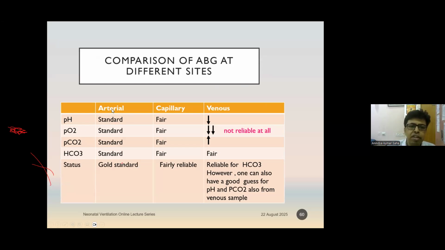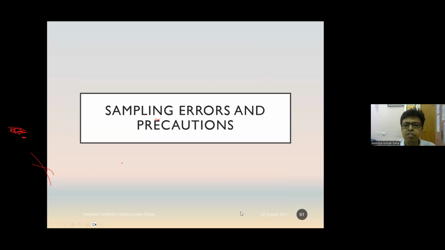The gold standard is arterial and the capillary is fair, but for a venous sample, pH will be lower than the standard. PO2 is never reliable. PCO2 is somewhat higher than the arterial value, but bicarbonate is fairly comparable. So it is reliable for bicarbonate, but gives only a good guess about the pH and PCO2. There is every chance of sampling error, and we have to maintain some precautions.